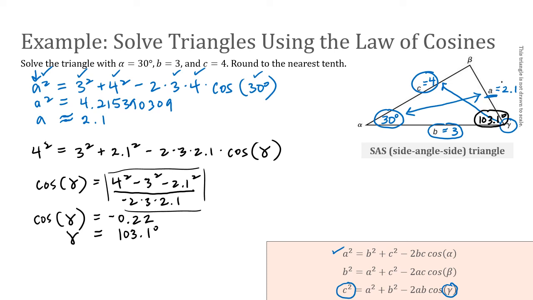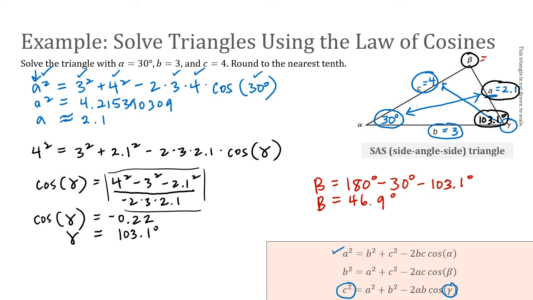I've solved for A, side A. I just solved for gamma. And the only thing left is beta. And beta won't be bad at all because beta is simply the third angle in that triangle. So I'm going to take my 180 degrees. I'm going to subtract out the 30 degrees. I'm going to subtract out the 103.1 degrees. Again, I'm going to use the actual number, not the rounded answer. And I find out that angle beta is approximately 46.9 degrees.